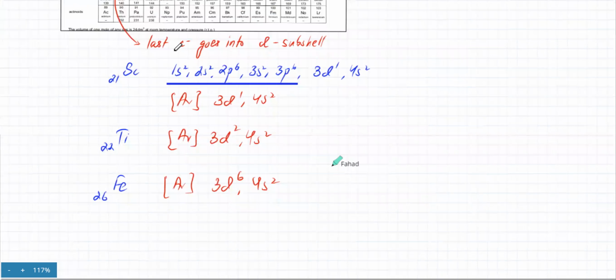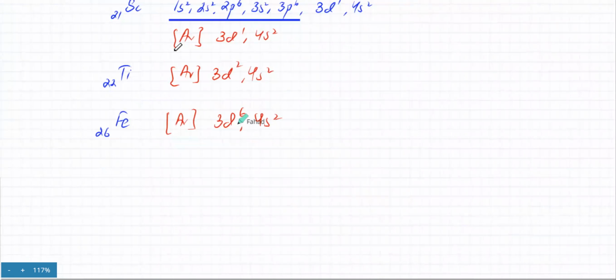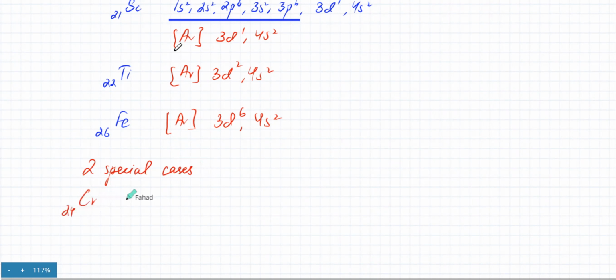Remember that there are two special cases when you're writing electronic configurations of transition metals, whose electronic configuration is going to be slightly different. One of them is chromium. Chromium has 24 electrons, which means it's going to be argon, 18 electrons, and then it's supposed to be 4s2 and 3d4. Technically, this should have been the electronic configuration based on the way we write electronic configurations, but instead, the half-filled electronic configuration is more stable. So instead, you have 5 electrons over here, and you have 1 electron over here.